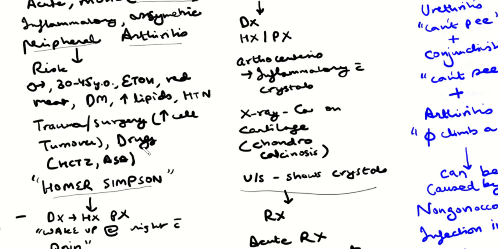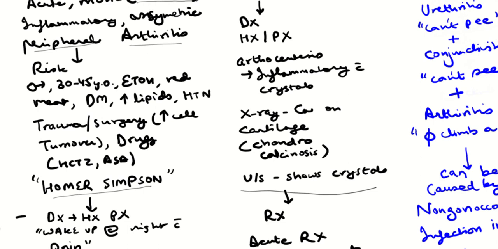History and physical, we've talked about it. Both will have an inflammatory profile, but when you actually take a look under the microscope, the crystals are going to be negative birefringent in one and positive birefringent in another, and their shape is going to be, one is needle shaped and the other one is rhomboid shaped. Ultrasound are both going to show crystals.